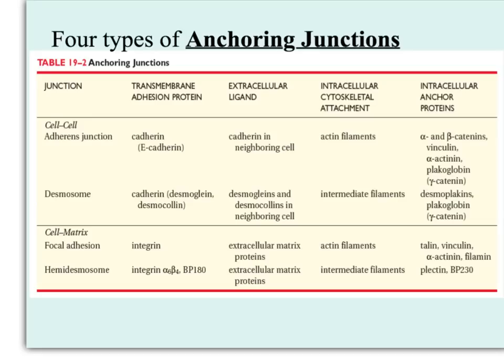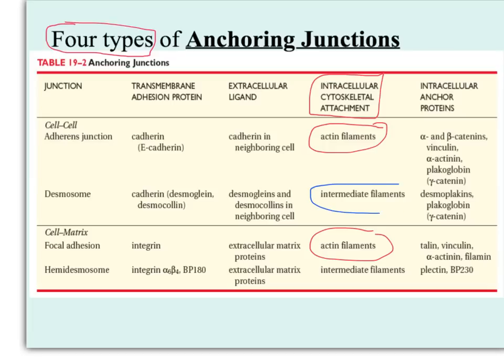Okay, so that's the end of occluding junctions. We had three types of junctions: occluding junctions, anchoring junctions, and communicating junctions. So type 1 is done, occluding junctions. Now we're going to work on anchoring junctions, and there are 4 different types of anchoring junctions. Let me just see if I can get my red pen. So we're going to talk about 4 different types of junctions. And these junctions are all going to link to an intracellular cytoskeletal filament, 2 of them to actin, and 2 of them to intermediate filaments.